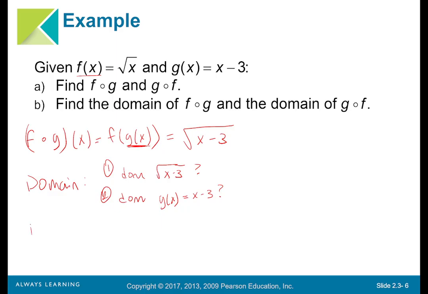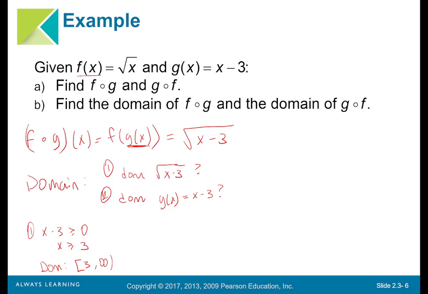So that first part, well, it's a square root function, right? So we need to make sure that what's on the inside, x minus 3, is greater than or equal to 0. Well, in this case, if I add 3 to both sides, I know x must be greater than or equal to 3, which means I'm looking at the interval from 3 to positive infinity. Right, any values above 3 make my square root positive, and so therefore that's my domain. Those are all my valid possible values of x to plug in.